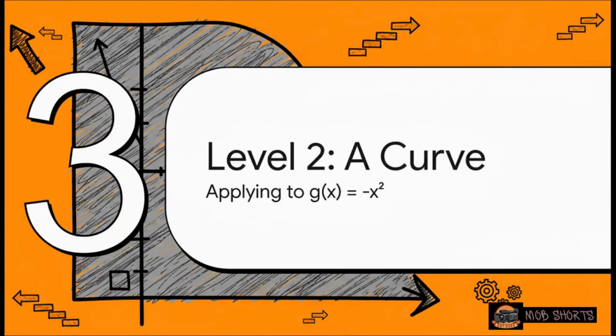Okay, time to level up. Let's try a quadratic curve. g(x) = -x². Now, the algebra is definitely going to be a little bit trickier here, but here's the cool thing. Even though the function looks more complicated, our 6-step recipe stays exactly the same. We follow the exact same process.